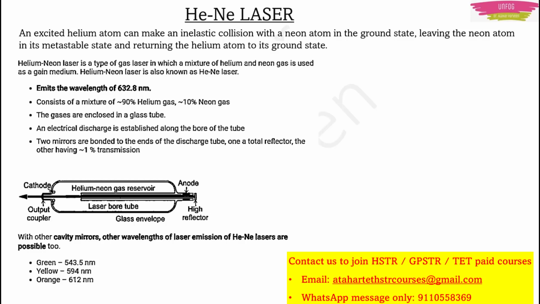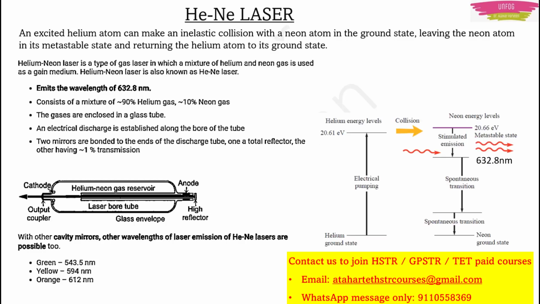Basically, helium and neon collision will lead to production of the laser beam here. I have this electronic transition also. Here now don't worry about the energy and all. Just remember that the helium-neon laser will emit the wavelength of 632.8 nanometer. This is the important value which you have to remember here.